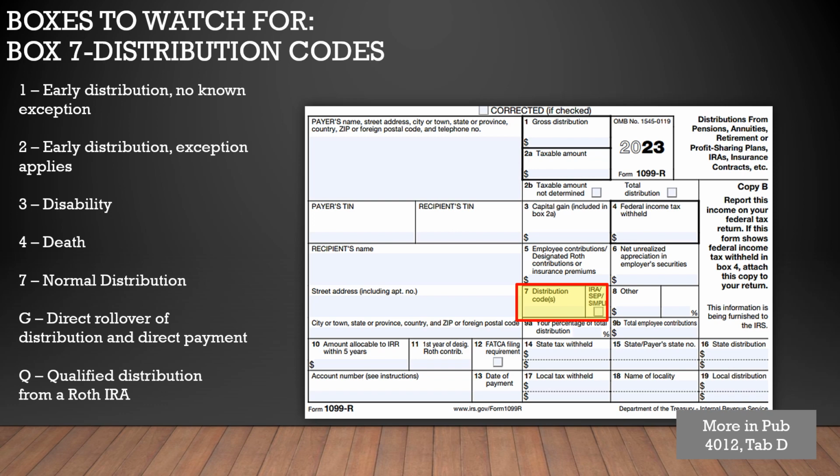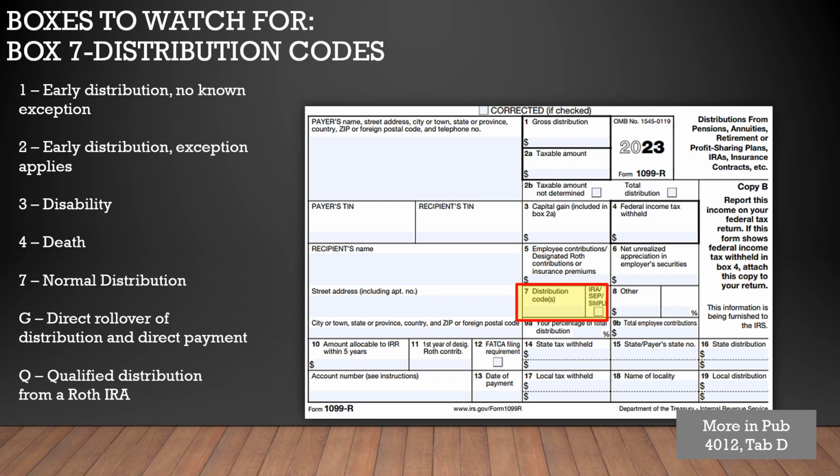And this helps them to use this to qualify for things like earned income tax credit. Code 4 is a death benefit. Code 7 is just a normal distribution. Somebody's reached the retirement age and now they're getting payments, and so you know, it might be fully taxable or partially taxable depending on whether they made pre-tax or post-tax contributions.